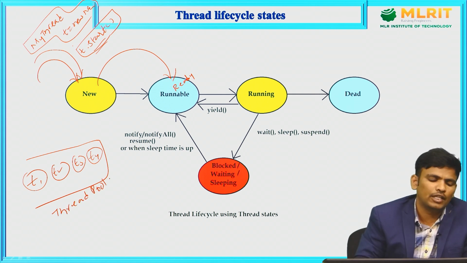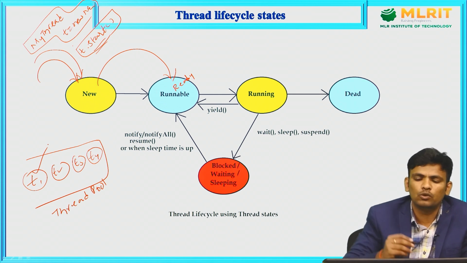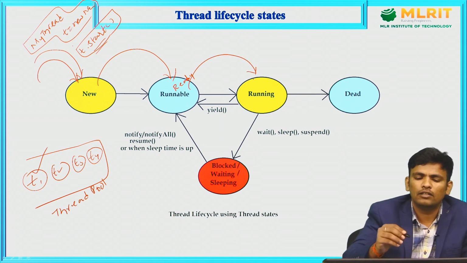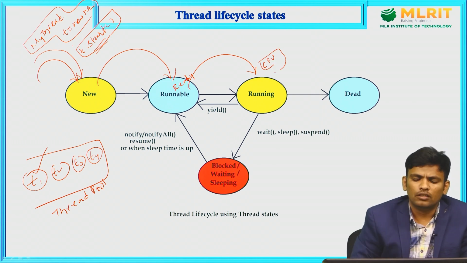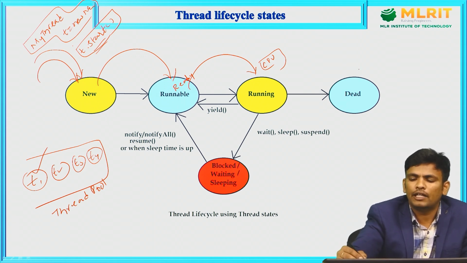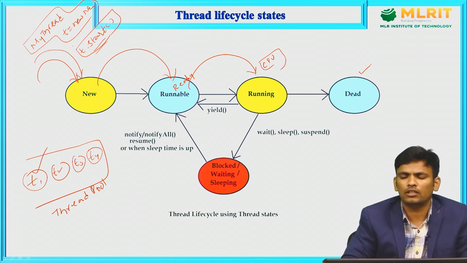From this thread pool, suppose the thread scheduler selects the first thread. Now the first thread may get a chance to execute on the CPU. If the thread scheduler decides to execute it, that particular thread will enter into the running state, and it will execute on the CPU. If the thread's job is done, the execution is done, so automatically the thread will enter into the dead state.